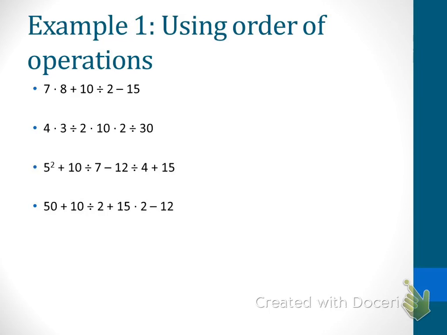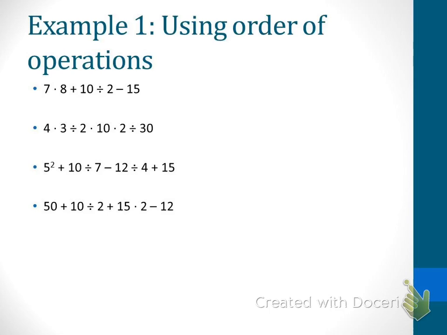So let's look at example 1. We're going to dive straight in. Using the order of operations to solve. I have 7 times 8 plus 10 divided by 2 minus 15. You could almost look at these like clusters. I have 7 times 8. I must multiply before I add. I must divide before I subtract. So whatever is being multiplied or divided by, I need to do that first.